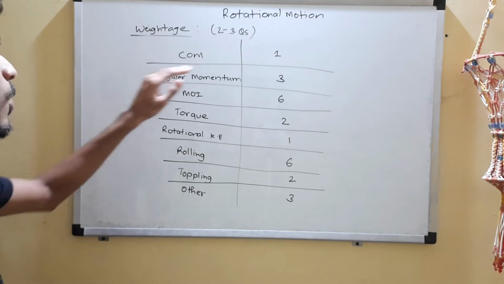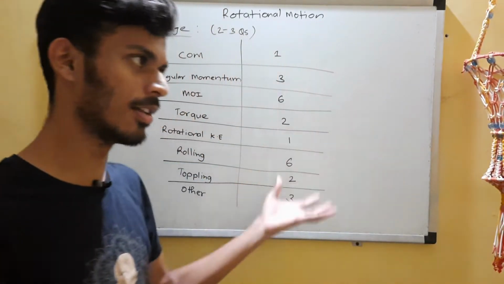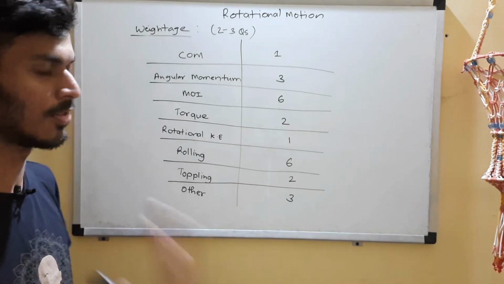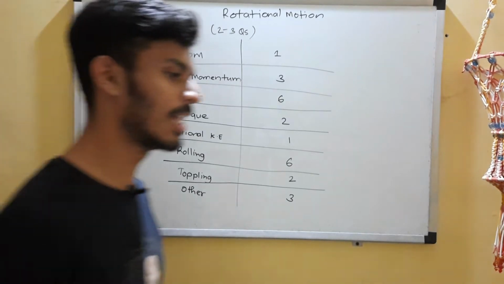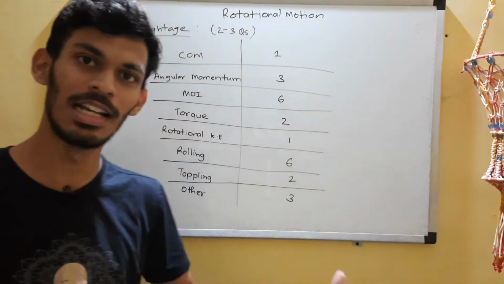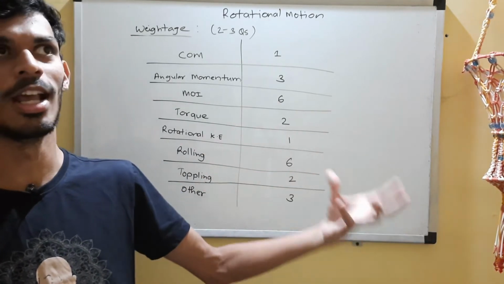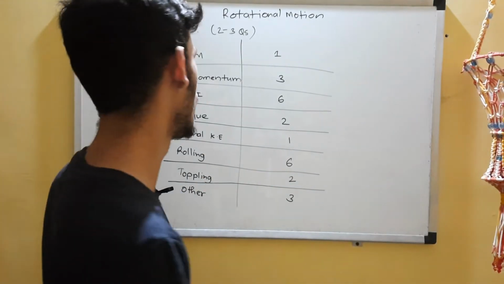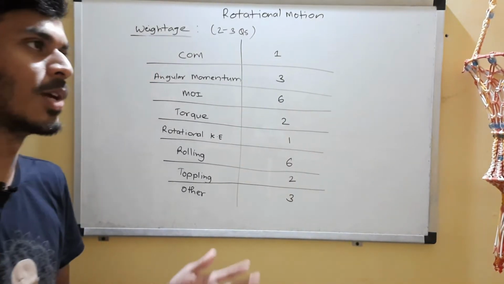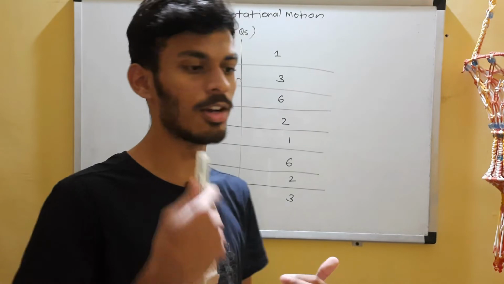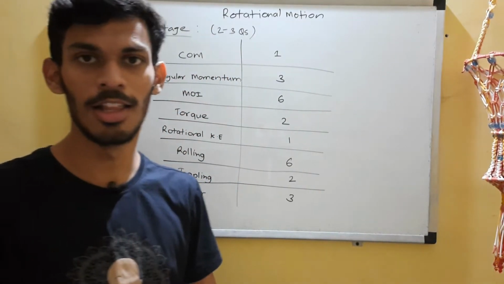So let's see which topics are important. As you can see, only one question was asked from the topic of center of mass. These are the past 15-year trends of BITSAT. Only one question from center of mass, and that too had to do with discrete mass systems. Just use the formula m1r1 plus m2r2 upon m1 plus m2. Then angular momentum, 3 questions were asked from this topic. These questions were more general, theoretical, conceptual, and having to do with conservation of angular momentum.